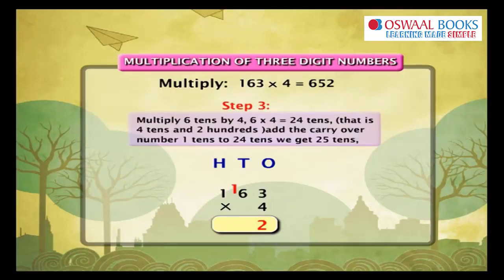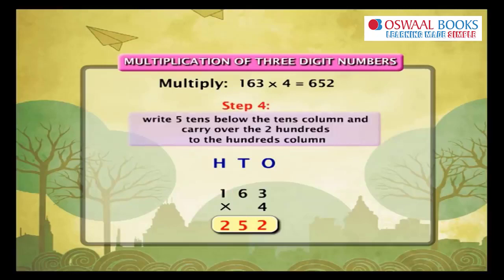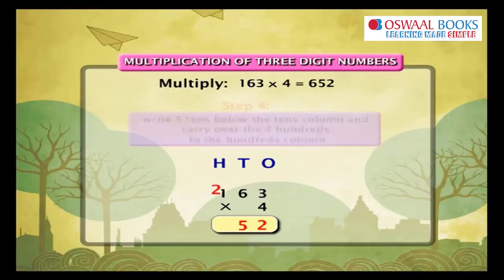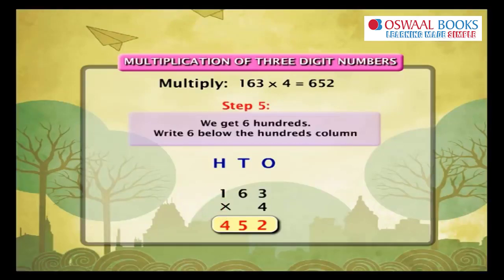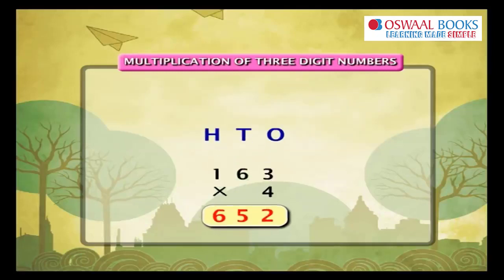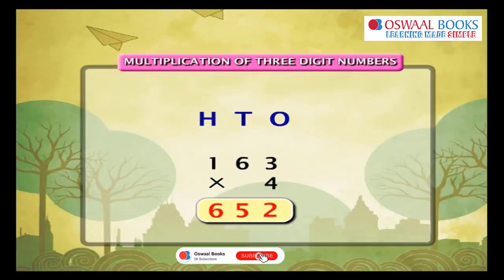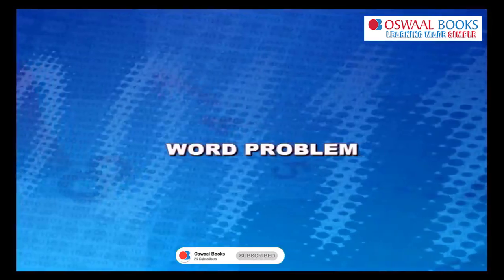Multiply 6 tens by 4. 6 into 4 is equal to 24 tens. That is 4 tens and 2 hundreds. Add the carryover number 1 ten to 24 tens. We get 25 tens. Write 5 tens below the tens column and carry over the 2 hundreds to the hundreds column. Now multiply 1 hundred by 4. 1 into 4 is equal to 4 hundreds. Add the carried over 2 hundreds. We get 6 hundreds. Write 6 below the hundreds column. Thus, 163 into 4 is equal to 652.